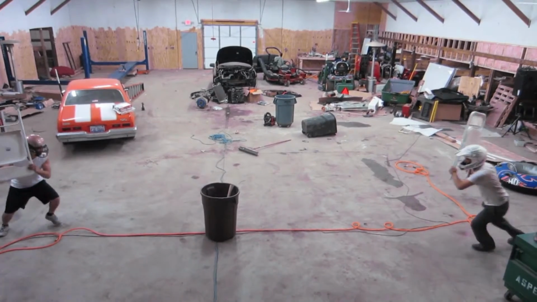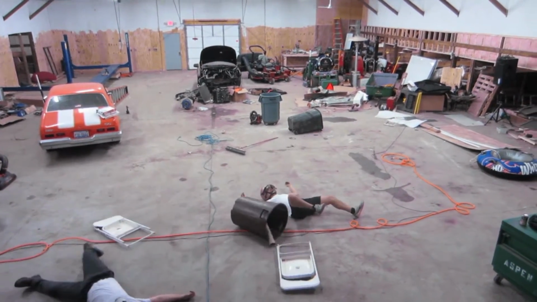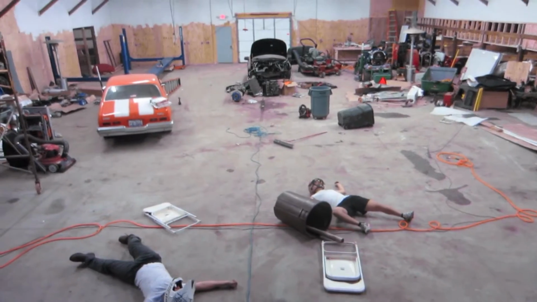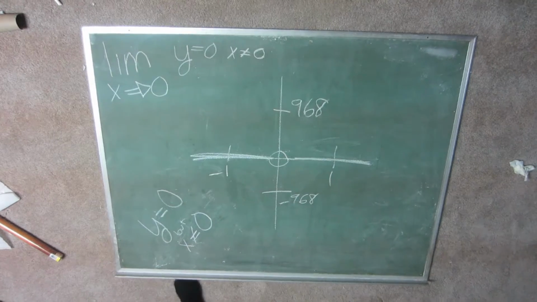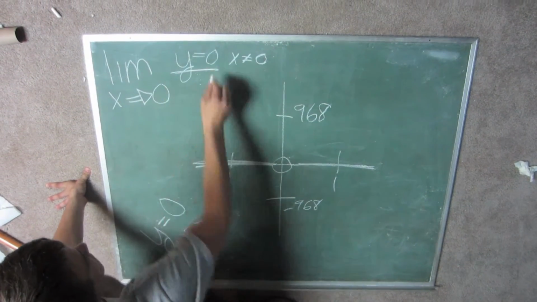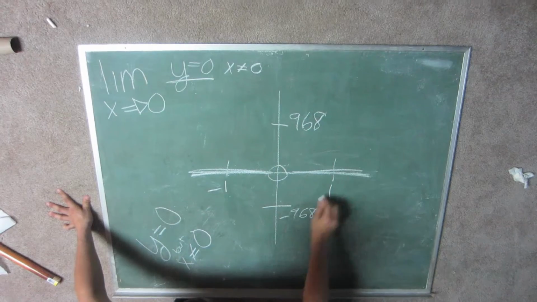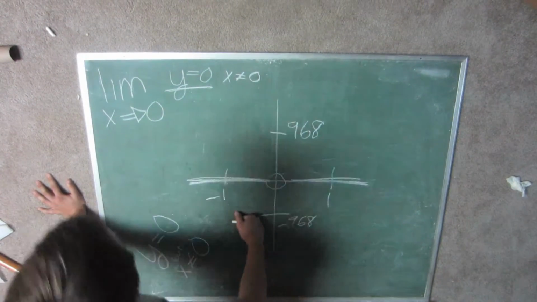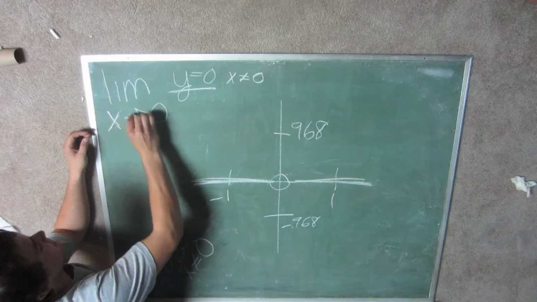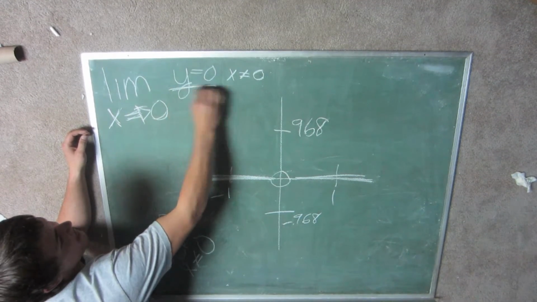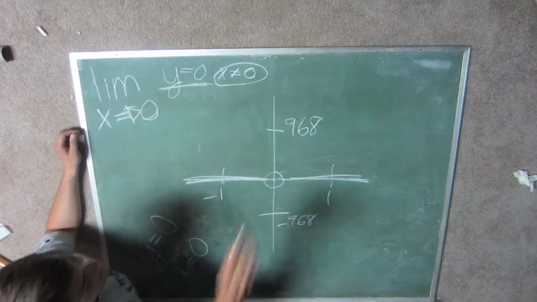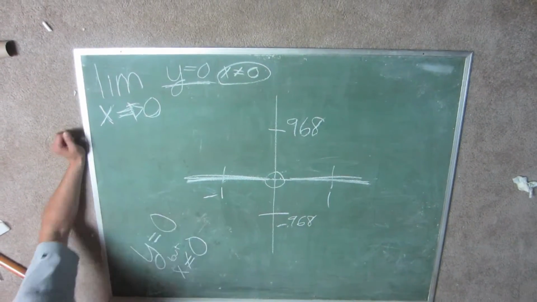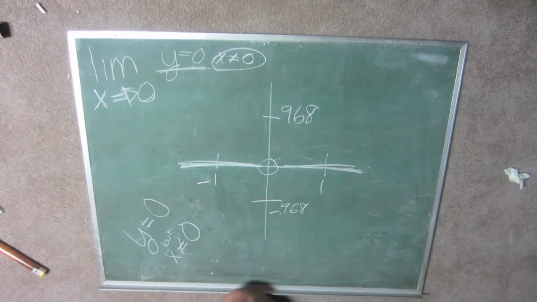Now we'll look at a graph where x doesn't equal 0. We're going to look at the graph of y equals 0 now. The limit is as x is going to 0 of this graph. But the trick is, x cannot equal 0. There's a big gaping hole at 0. The graph does not equal 0 there, okay? Let's see what happens.